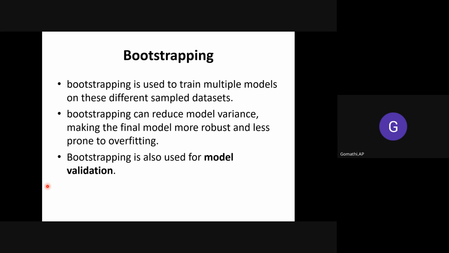Final one, aggregation. That means the distribution of the calculated statistics over all bootstrap samples is analyzed to estimate the sampling distribution of the statistic. So from this distribution, we can estimate confidence intervals, calculate the variance, and get an idea of the accuracy and reliability of the statistic. So in this way bootstrapping works.